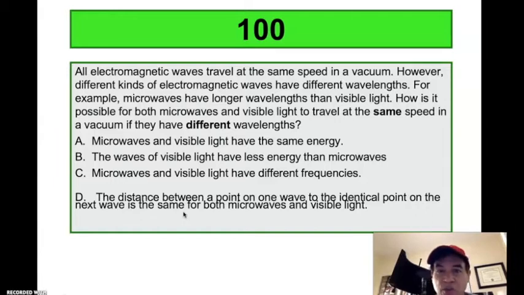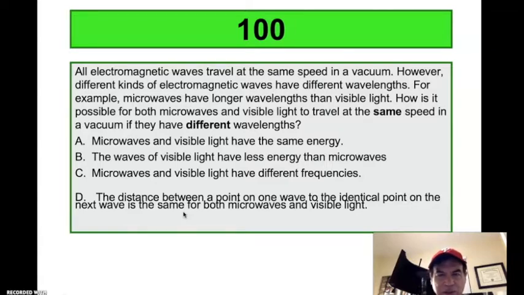All electromagnetic waves travel at the same speed in a vacuum. However, different kinds of electromagnetic waves have different wavelengths. For example, microwaves have longer wavelengths than visible light. How is it possible for both microwaves and visible light to travel at the same speed in a vacuum if they had different wavelengths? I think I'm gonna get you here. So they have the same speed, but different wavelengths. There's something that has to be a factor.